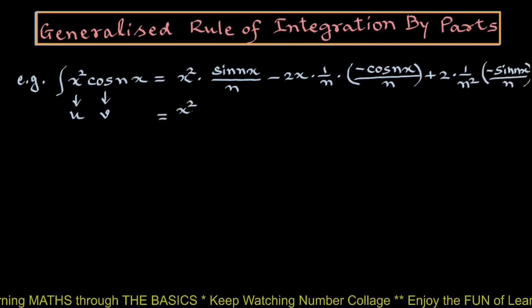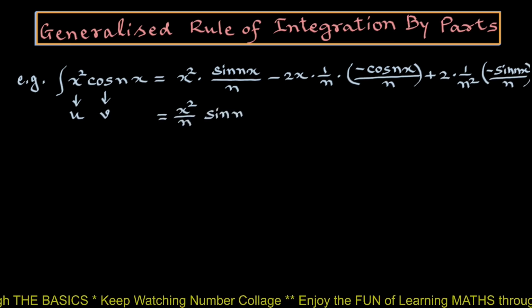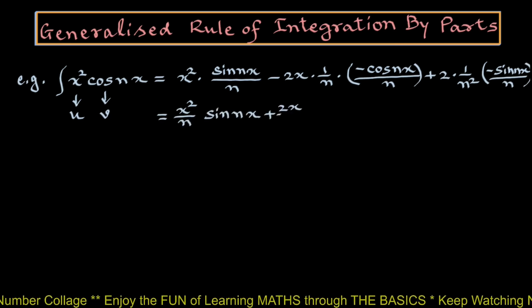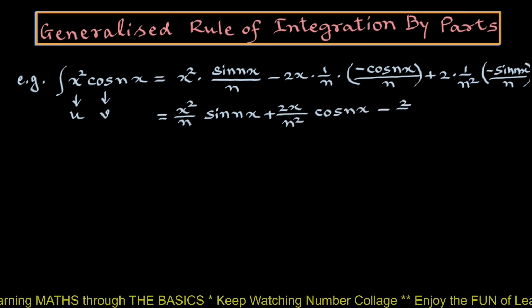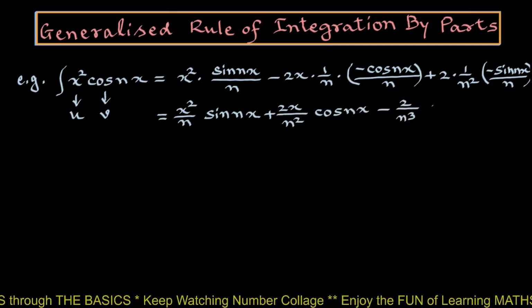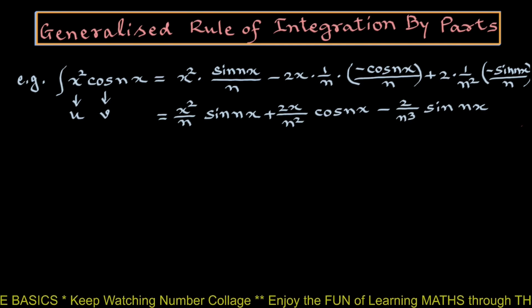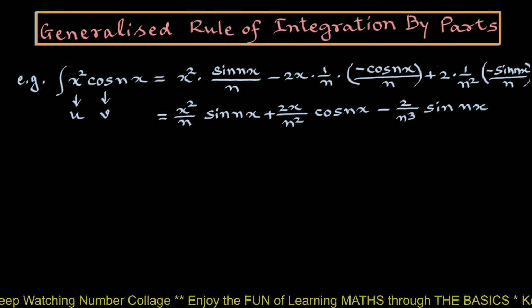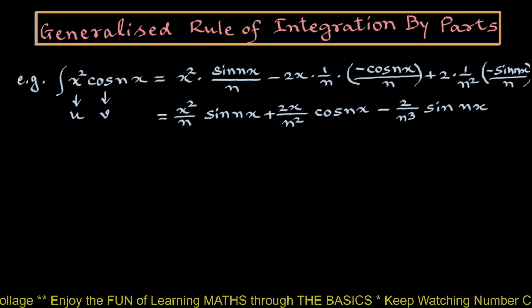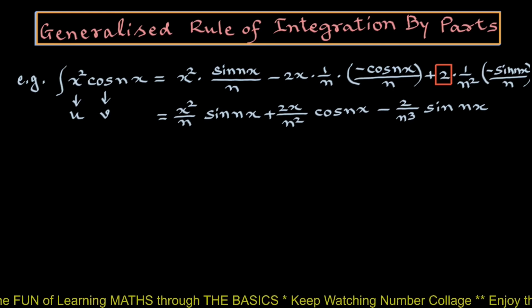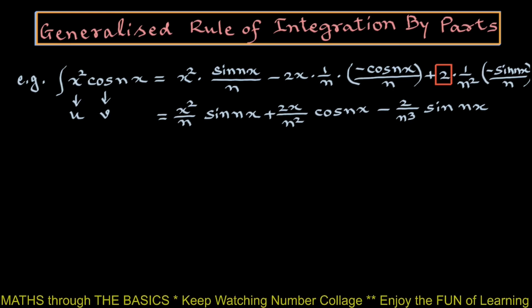This will be x square upon n sin nx plus 2x upon n square cos nx minus 2 upon n cube sin nx. Please note, in this integration by parts, we have got only three terms because derivative of constant 2 is 0 and the terms 4th onwards will each be 0.